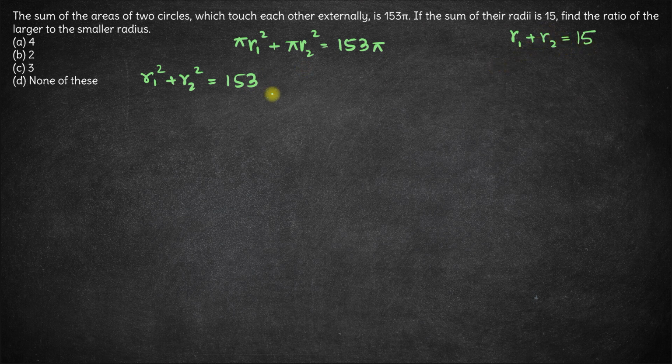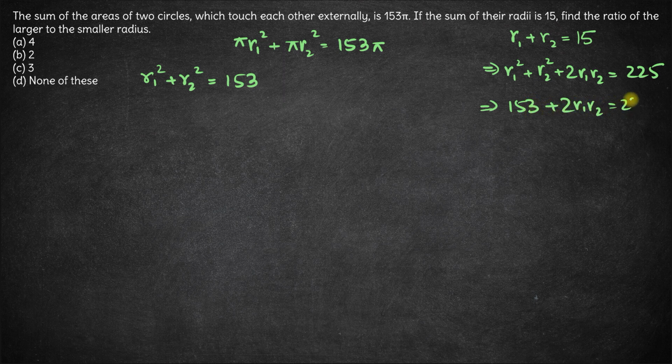So let's do one thing. Since we have square over here, let's square both these sides. So we'll have R1 square plus R2 square plus twice of R1 into R2 is 15 square, which is 225. So from here R1 square plus R2 square is 153. So we have 153 plus twice of R1 into R2 is 225. So we have twice of R1 into R2 is 225 minus 153, which is 72.